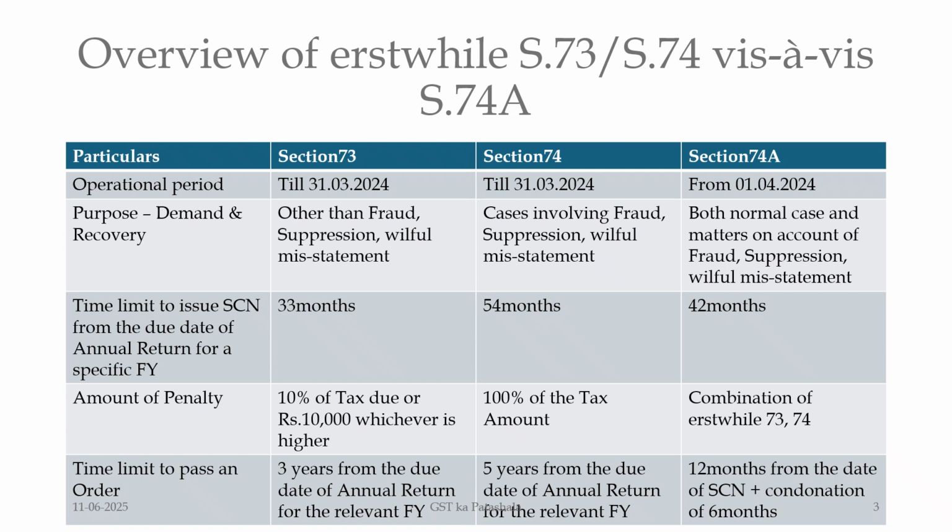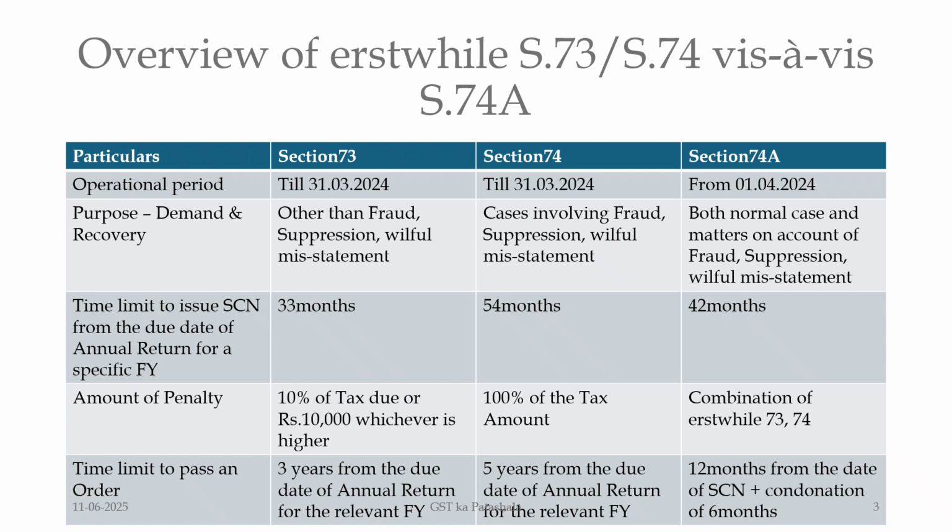Under Section 73, on or before 33 months from the relevant date of annual return, the show cause notice has to be issued. Under Section 74, the time limit for the proper officer is 54 months. For the new provision 74A, the time limit has been brought in between 73 and 74, which is 42 months. Technically, it is 3.5 years from the due date of filing the annual return.